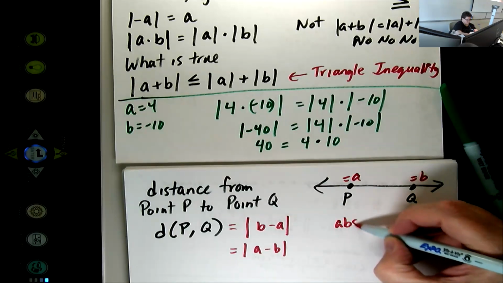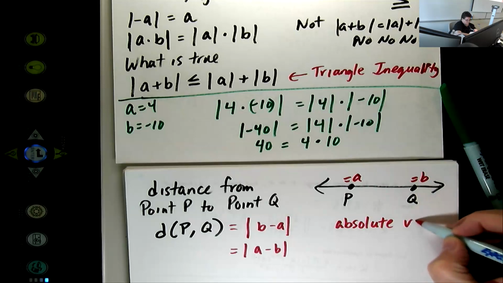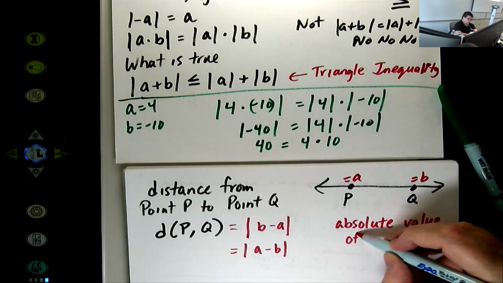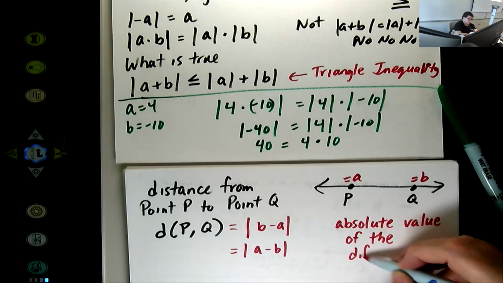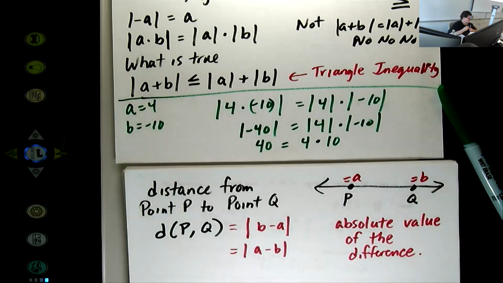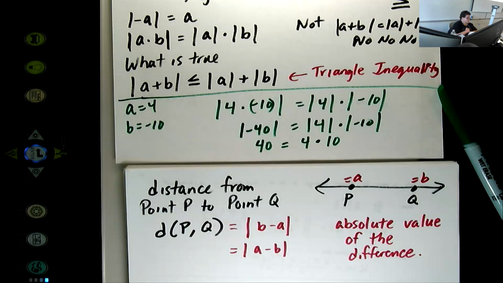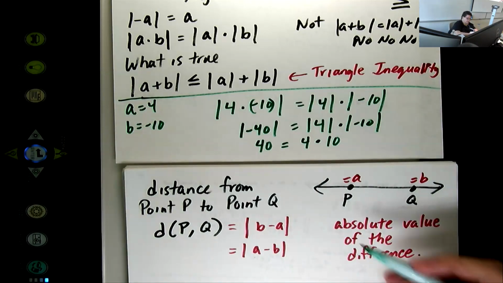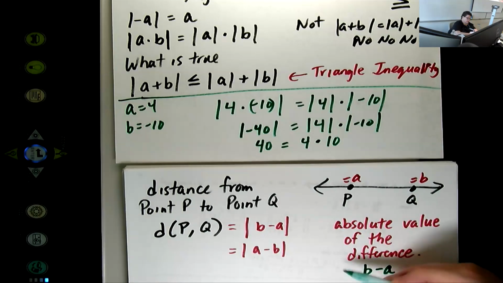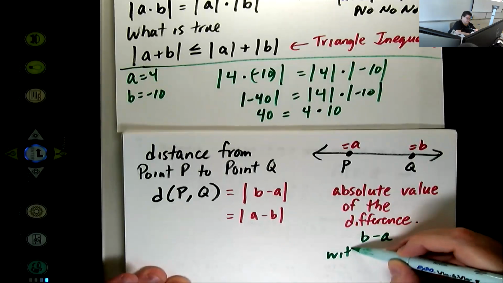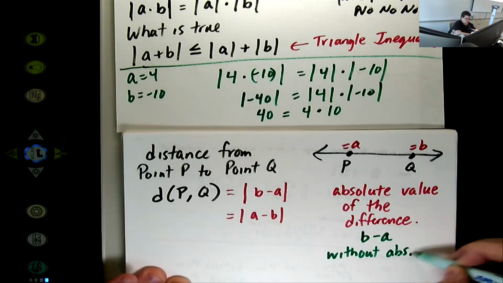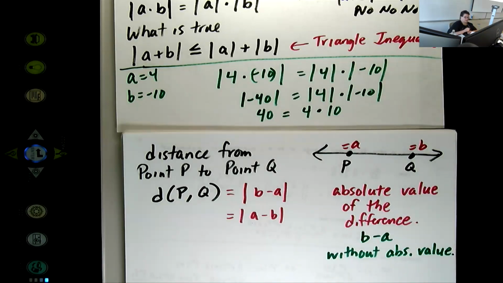Distance is the absolute value of the difference. And the order doesn't matter if you have the absolute value signs. If you don't have the absolute value signs, order matters. Without absolute value signs, the correct way is B minus A. That's without absolute value signs. Because you want to do the larger number minus the smaller number. That didn't make sense the first way I said it.